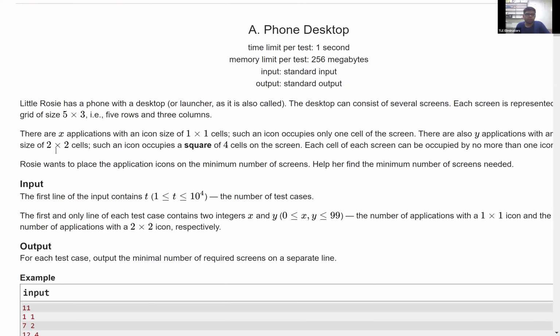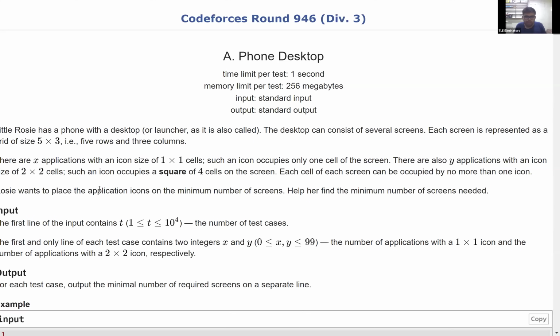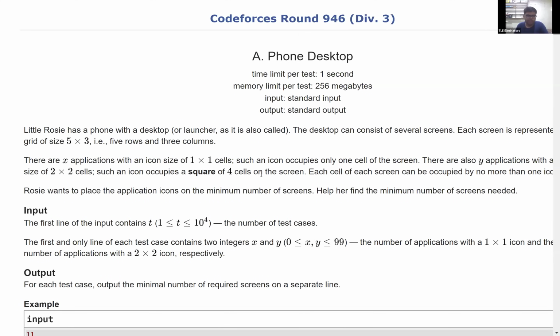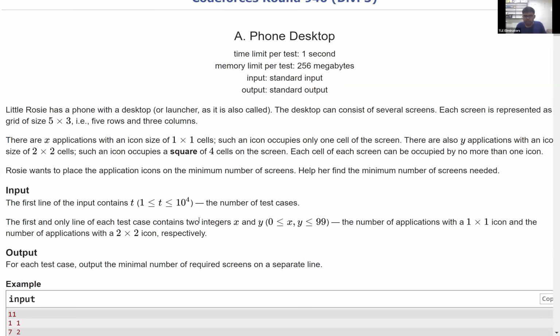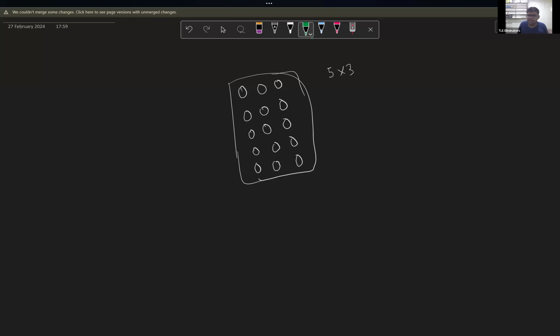There are two type of applications. The first one is having the icon size 1 into 1, and there are Y applications having the icon size 2 into 2. The applications having the size 1 into 1 will take up one block, and the applications having the size 2 into 2 will take 4 cells or 4 blocks together. These four should be in this way only. And we have been told the number of blocks with 1 into 1 size, and y, the number of applications having the size 2 into 2.